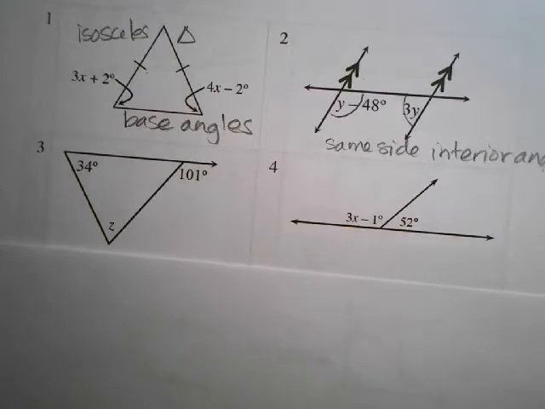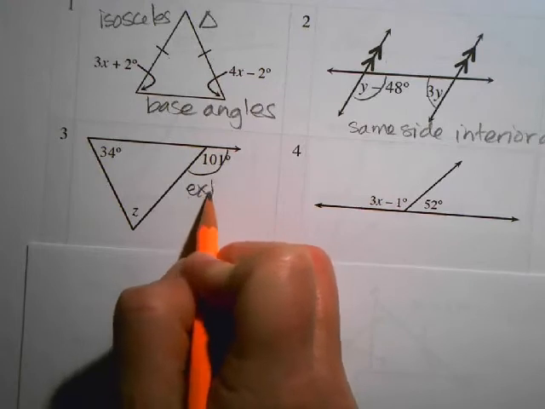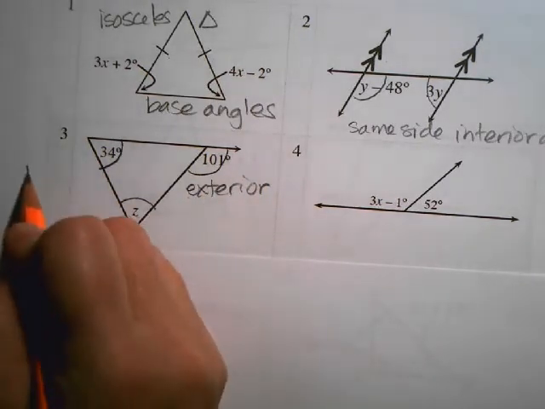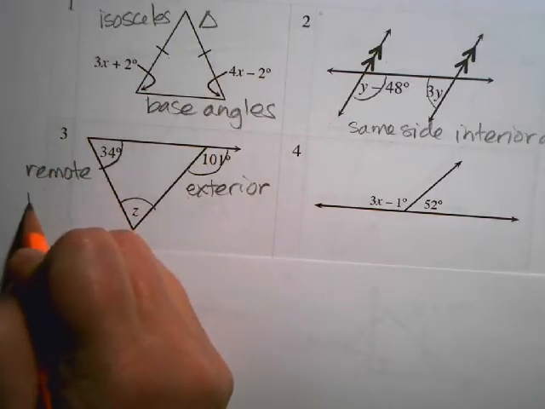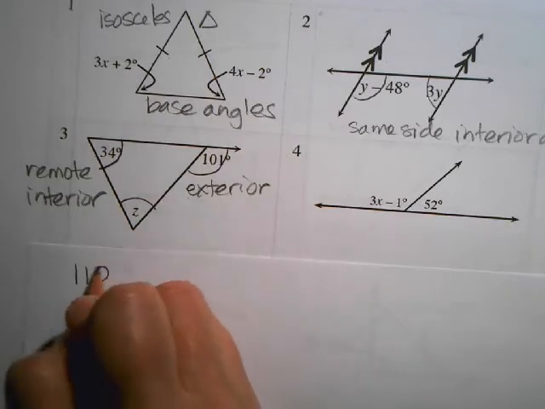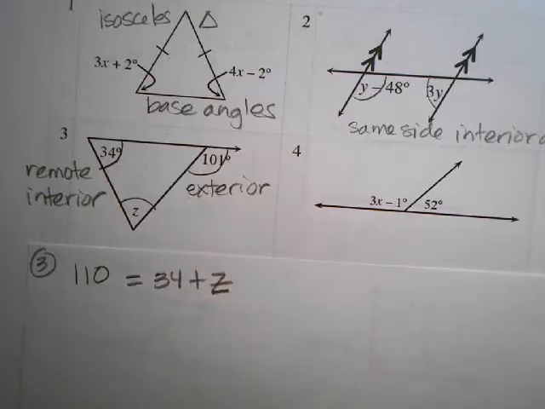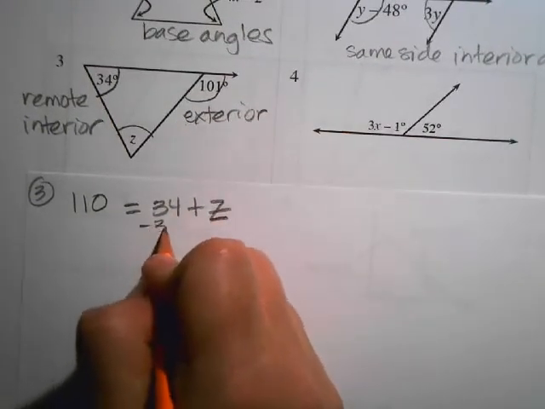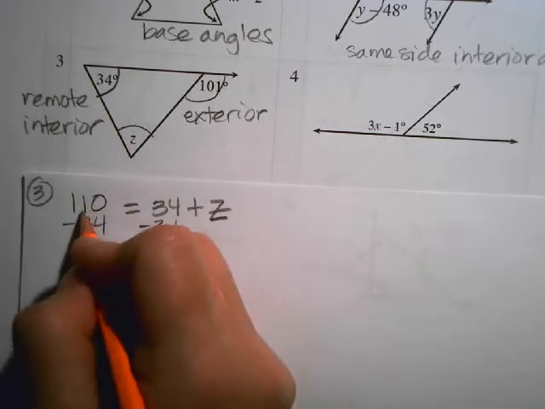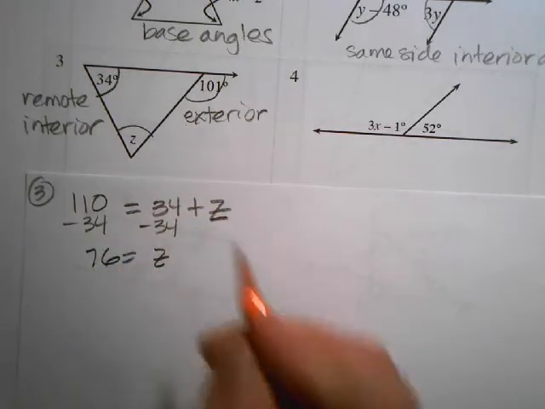Okay, number 3, we have an exterior angle, and that exterior angle is equal to the sum of these two remote interior angles. So 110 is equal to 34 plus z. So I'm going to subtract 34 from each side. 110 minus 30 would be 80, minus 4 would be 76.